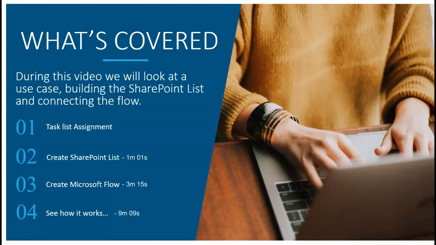Another one is an asset management list. You could also send a periodic email detailing assets that meet a certain requirement. A final example is a task assignment list, where you could send an automated email at the end of each day to task assignment owners of their tasks. That's what we're going to look at today. So during this video, we will look at how to create the task assignment list, create the flow, and then test to see how the flow works.